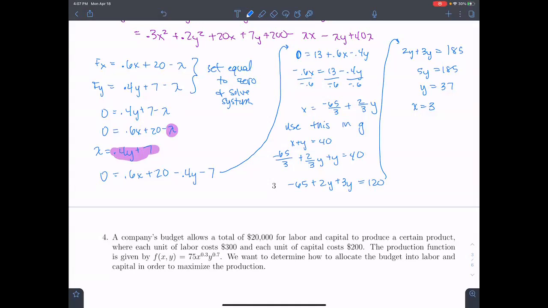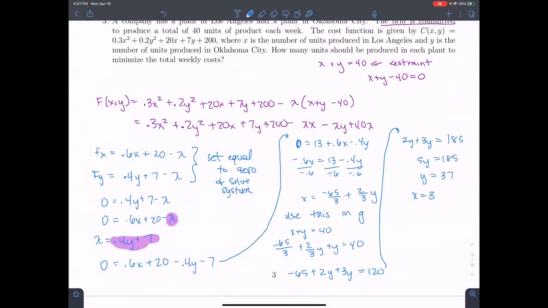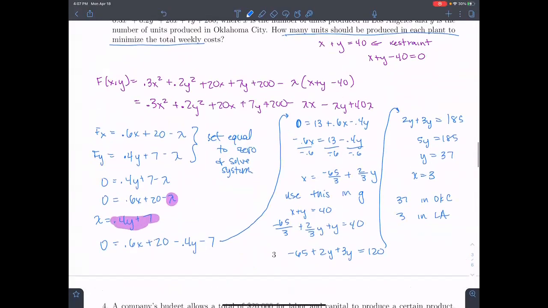So then we're going to do our cost to actually figure out how many units should be produced, and so how many units, this would be 37 in OKC and 3 in LA. And the minimum cost, you would do C of 3, 37.